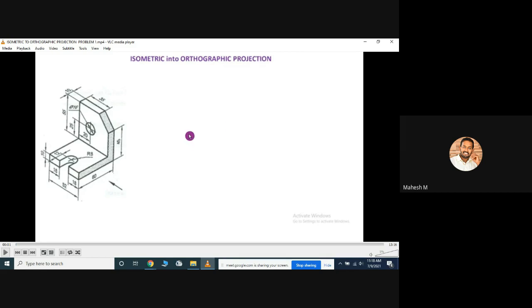Before starting, you don't have to draw this diagram from the question in your answer sheet. Please make that clear. You don't have to draw this diagram, so please don't spend more time on it. It is not necessary. It is a question.